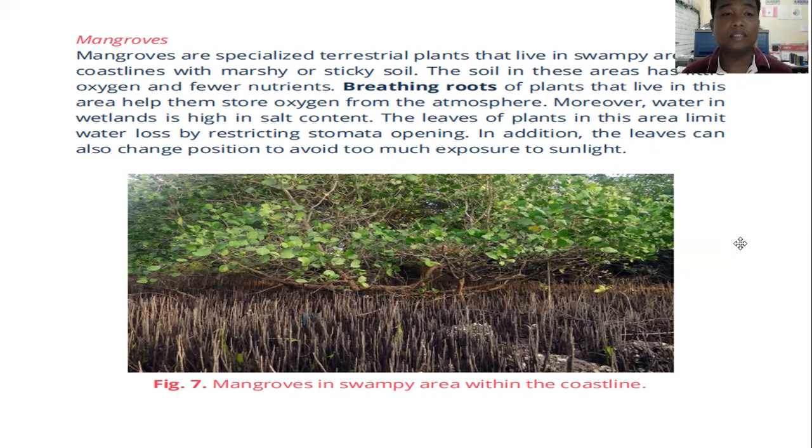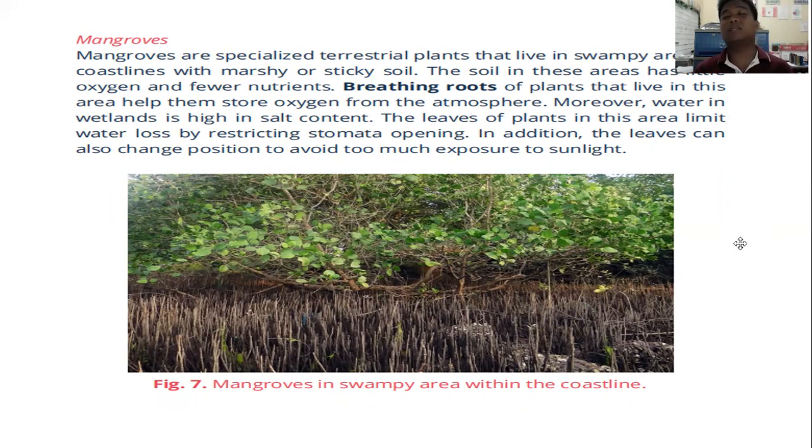The soil in these areas has little oxygen and fewer nutrients. The breathing roots of plants that live in this area help them store oxygen from the atmosphere. Moreover, water in wetlands is high in salt content. The leaves of plants in this area limit water loss by restricting stomata opening. In addition, the leaves can also change position to avoid too much exposure to sunlight. So mao po na siya ang mga mangroves, no.